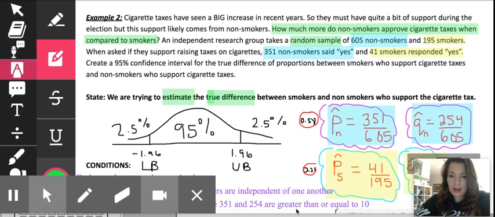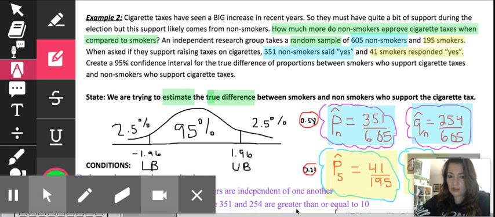It says cigarette taxes have seen a big increase in recent years, so they must have quite a bit of support during the election, but this support likely comes from non-smokers. How much more do non-smokers approve cigarette taxes when compared to smokers? An independent research group takes a random sample of 605 non-smokers and 195 smokers. When asked if they support raising taxes on cigarettes, 351 non-smokers said yes, and 41 smokers responded yes.